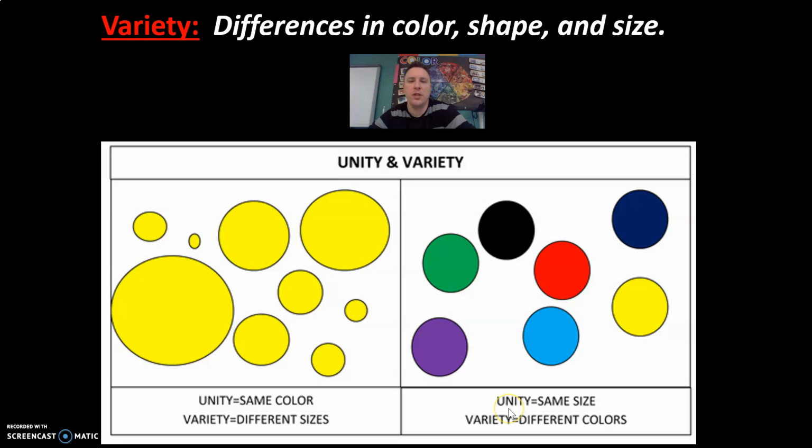And the word unity means everything works together, and the unity is that they're all the same size. On the far left, the unity is that they're all the same color, and the variety is that they're different sizes. So on the left, the things are different sizes. On the right, they're different colors.